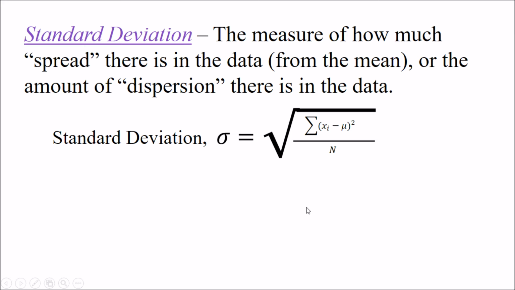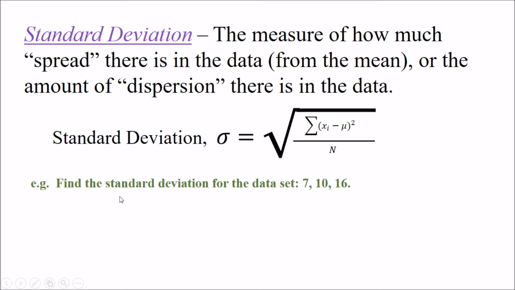Finally, we come to standard deviation. It's the measure of how much spread there is in the data from the mean, or the amount of dispersion there is in the data. The formula for standard deviation, and this is lowercase sigma, a Greek letter, is equal to the square root of the sum of the difference between each data point and the average. This is the population average, mu, where we square each of those differences and add them up, and then divide by n, and n is the number of data in our set.